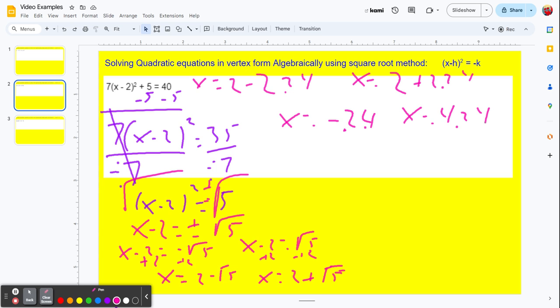Now, if you do a check on these, you could use those approximate decimal solutions, and when you do it, it's not going to come out exactly 40 equals 40, but you'll get somewhere very, very close.